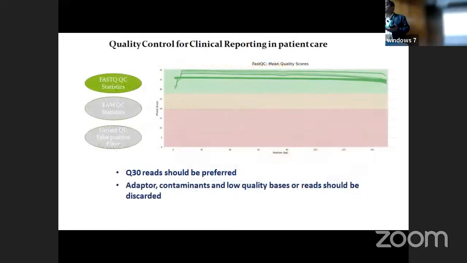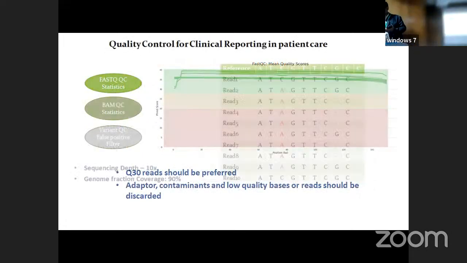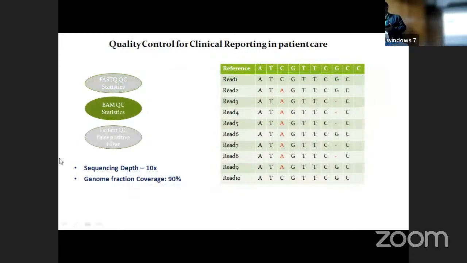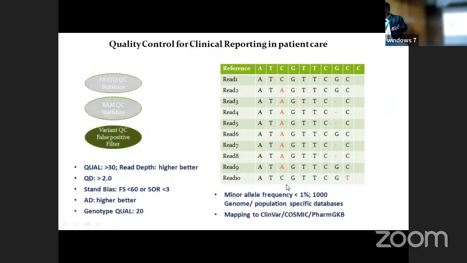Now having said that, this is the quality control report. And next, this is what I was talking about: coverage. For example, this is the reference genome, and these are the 10 reads, and you can see at each position it is sequenced 10 times, so that is 10x. The total genome coverage is 90%, genome fraction coverage is 90%, and sequencing depth is 10. Then next is variant calling.